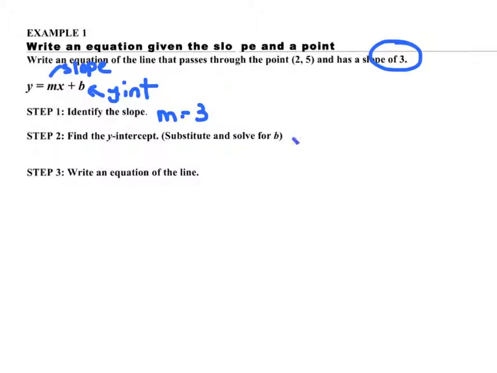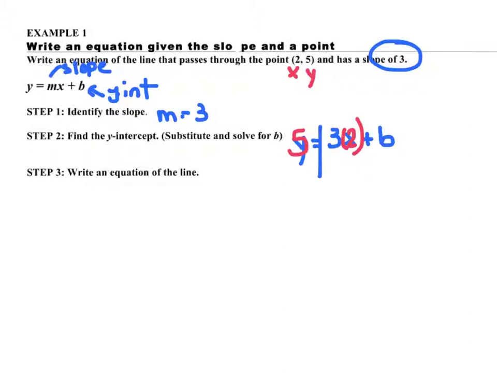So let's go ahead and write down what we know. We know that y is equal to, then, our slope is 3, x plus b. Alright, now we've got this point. And remember our x and our y. What we're going to do is substitute in our point, our x and our y, to then solve for b. And that's going to give us the y-intercept. So for y, I'm going to substitute in a 5. And for my x, I'm going to substitute in a 2. And then I'm just going to simply solve for b.